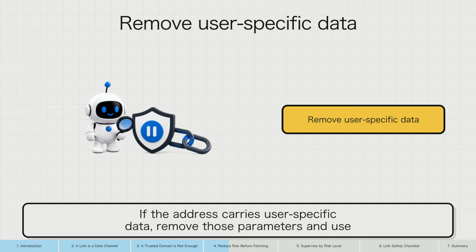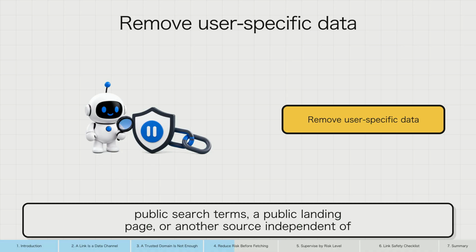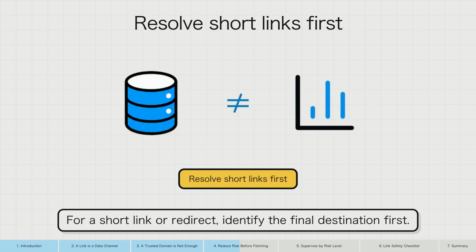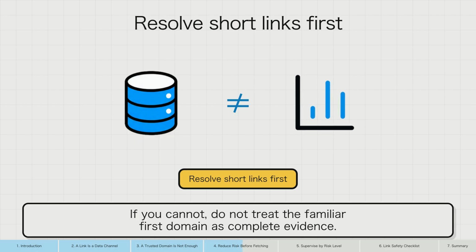If the address carries user-specific data, remove those parameters and use public search terms, a public landing page, or another source independent of the conversation. For a short link or redirect, identify the final destination first. If you cannot, do not treat the familiar first domain as complete evidence.